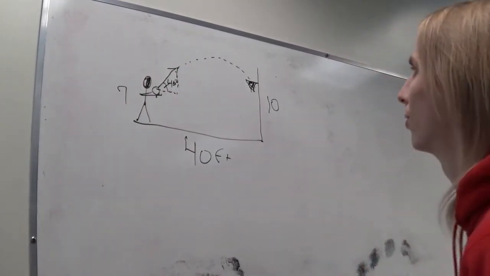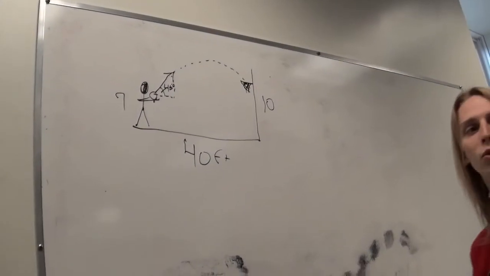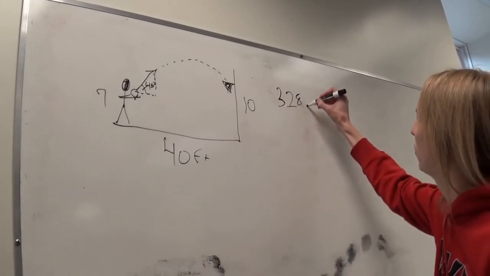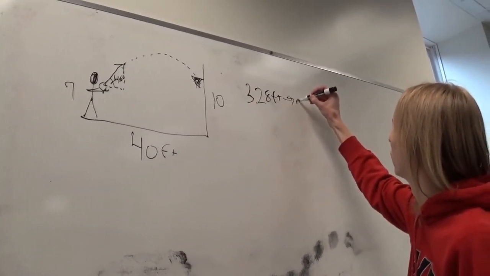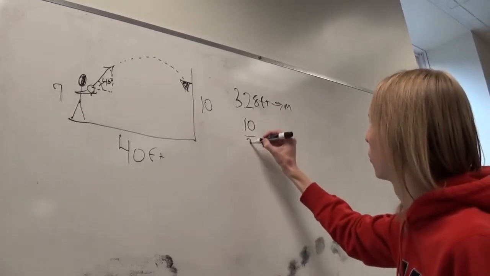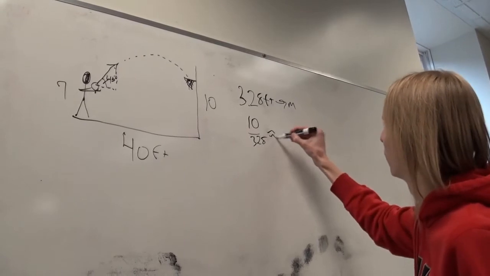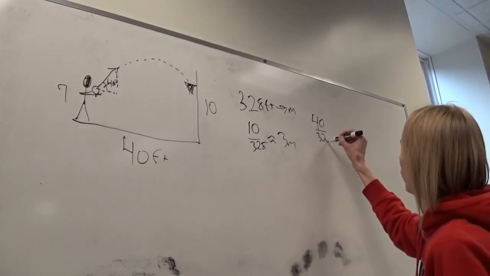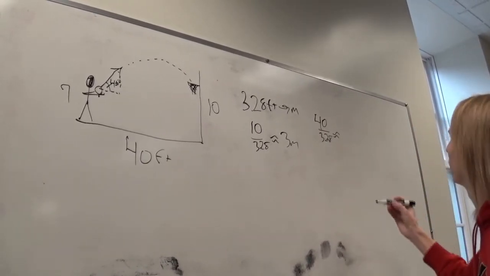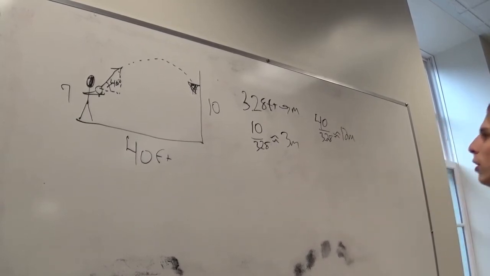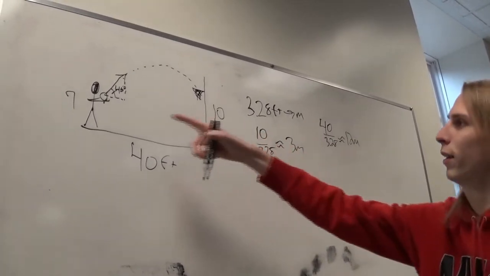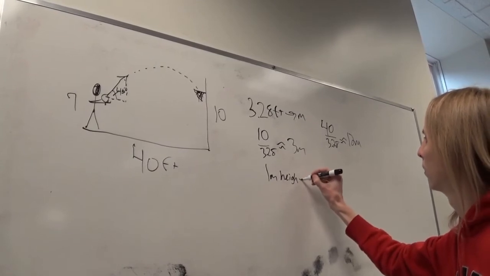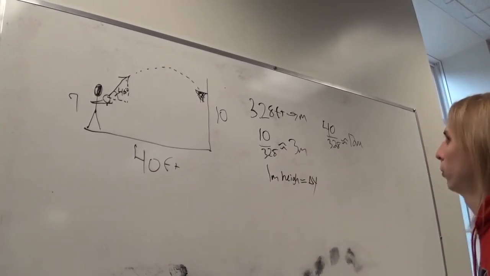So now we got to convert these units. So now I have to convert the units to metric. I know that there are 3.28 feet for every meter. So if we got 10 divided by 3.28, it's going to give us something around 3 meters. And we got 40 feet divided by 3.28. That's going to give us somewhere around 12 meters. So now we got our meters. Oh, wait, we got 10 and 7. That's going to be about 1 meter. There we go. Now let's set up an equation.